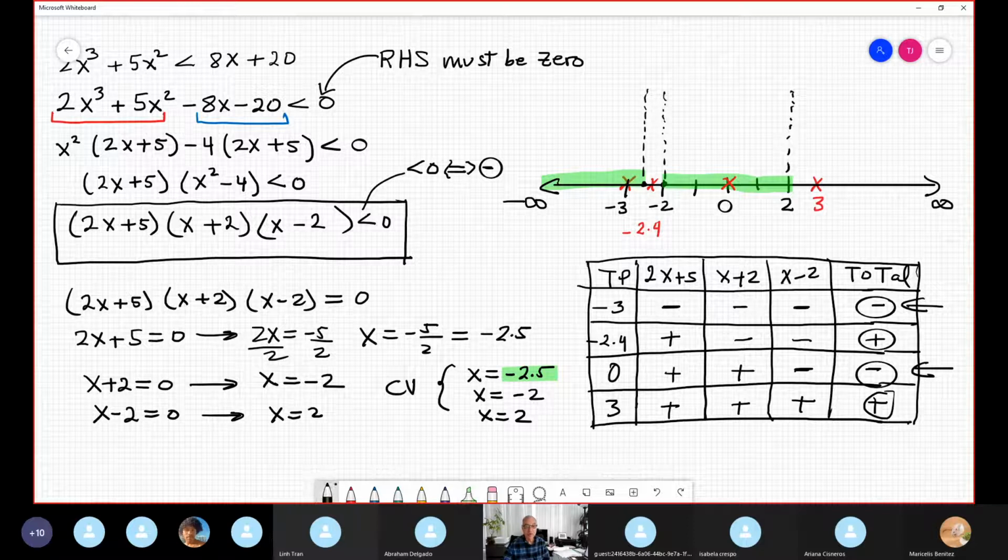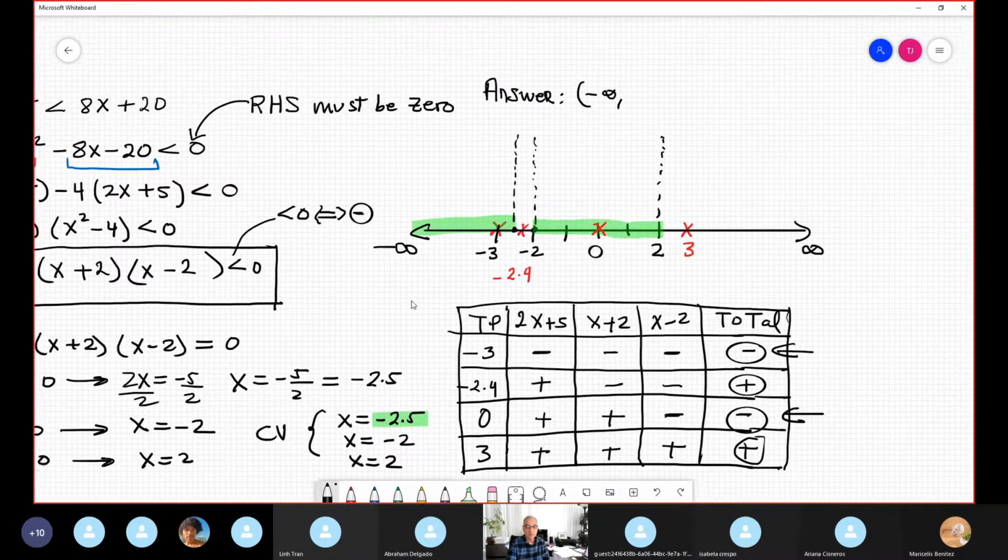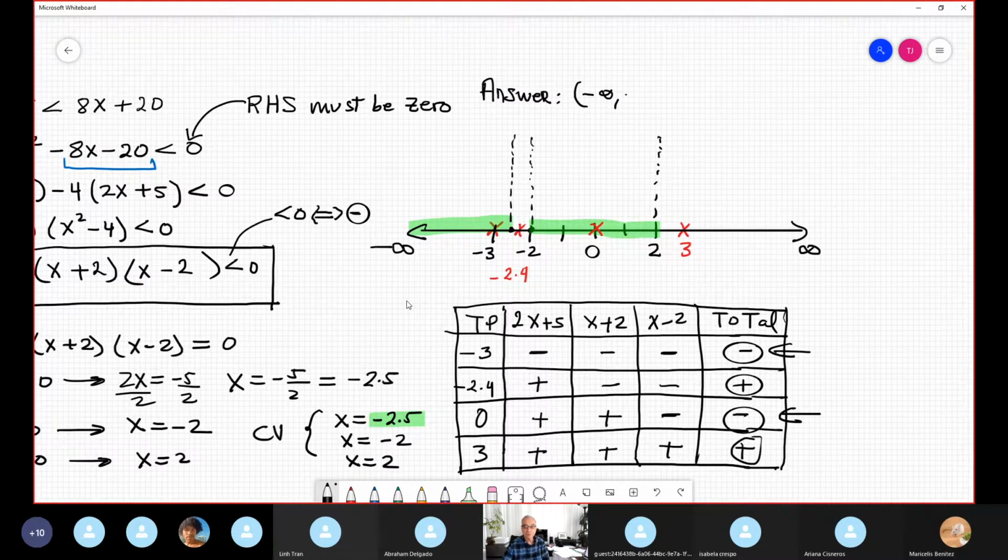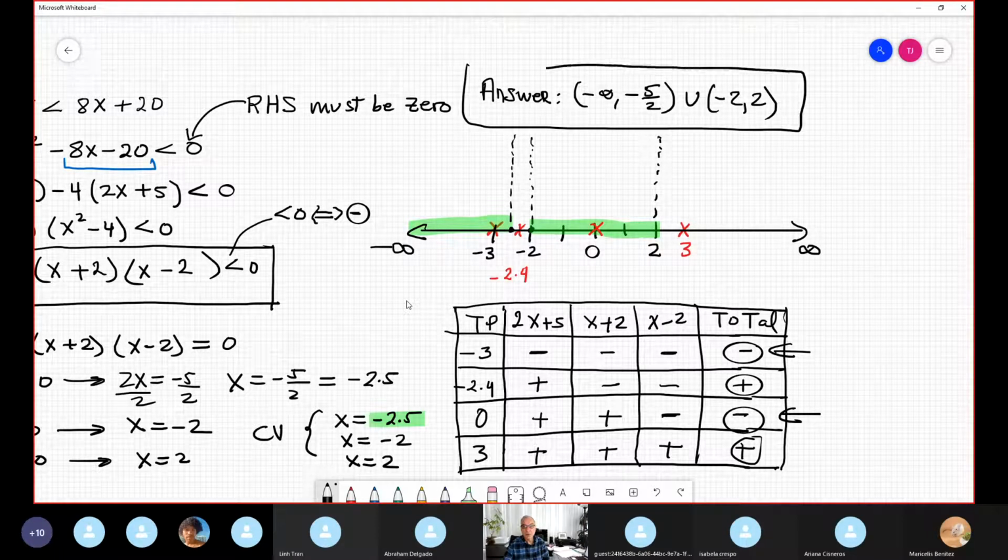The final answer in this problem is: from -infinity, comma, -2.5, or either way, -5/2, in decimal or in fraction, doesn't matter. Union, because you have two pieces. The second piece is from -2 to +2. Boom. Final answer. Any question, guys? Do you understand very well this problem?